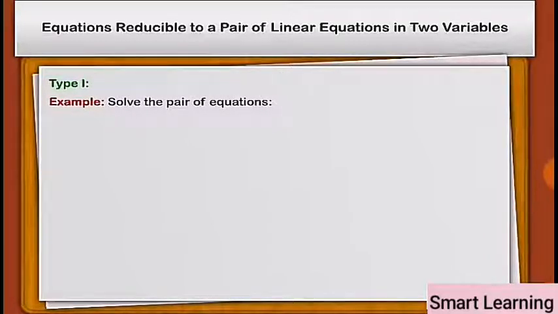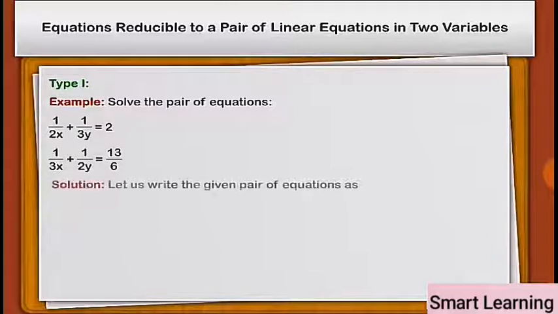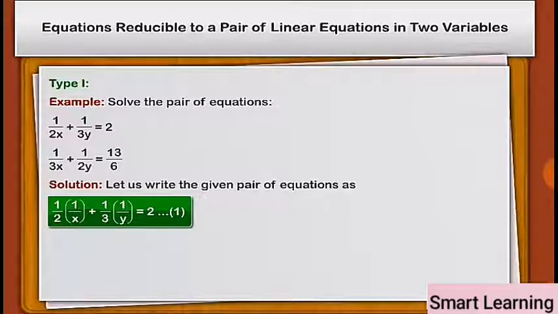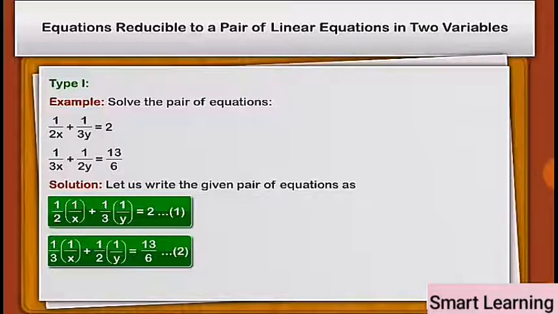Solve the pair of equations: 1 upon 2x plus 1 upon 3y is equal to 2 and 1 upon 3x plus 1 upon 2y is equal to 13 upon 6. Let us write the given pair of equations as 1 upon 2 into 1 upon x plus 1 upon 3 into 1 upon y is equal to 2. This is equation 1. 1 upon 3 into 1 upon x plus 1 upon 2 into 1 upon y is equal to 13 upon 6. This is equation 2.